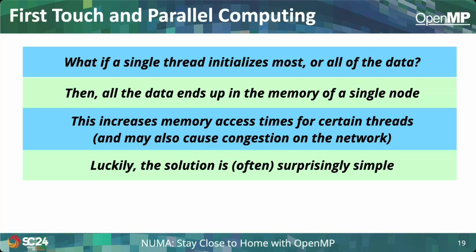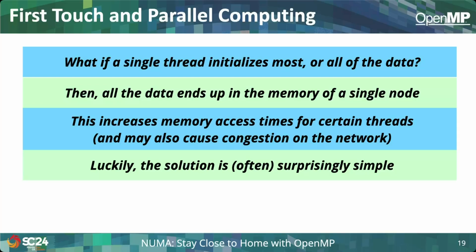For example, what if a single thread initializes most or all of the data? That means, by virtue of first touch, that all the data ends up in the memory of wherever that thread is running. So a single node has all the data. That means that every other thread not running in that node will have a remote access to get to the data. That will take time. There could also be congestion on the network if there are many threads and a lot of data accesses, but in general, the increase in memory access time is the problem that you're faced with.